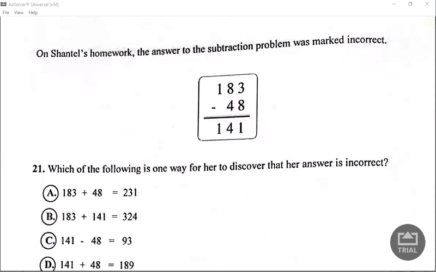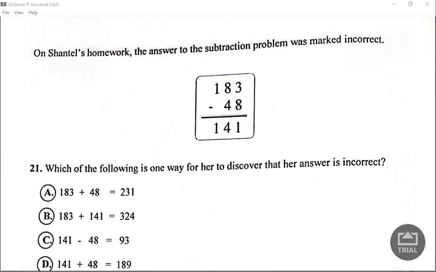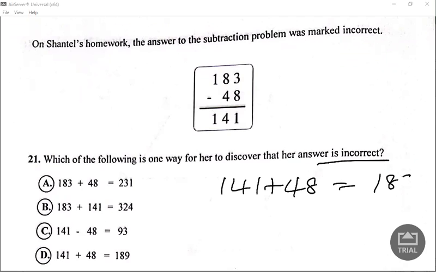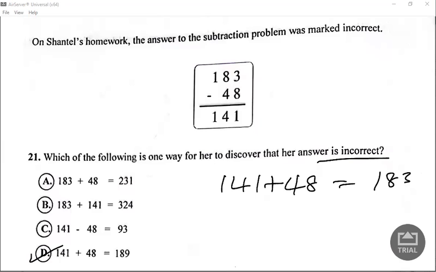Anshani's homework, the answer of the subtraction problem was marked incorrect, and she had 183 minus 48, which gives her 141. Which of the following is the way that she could discover her answer is incorrect? What we could do is add 141 to 48, and we should get 183. That is a way that you could check it. Alright, so let's move on.